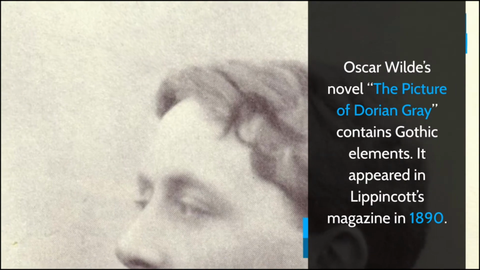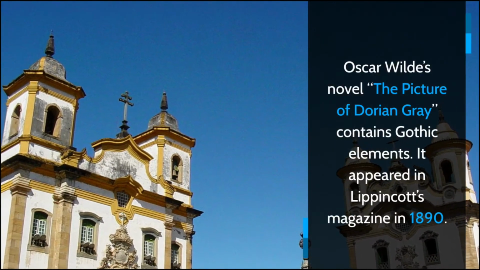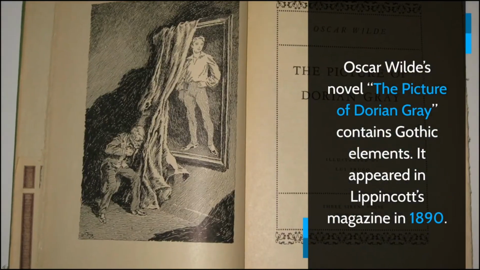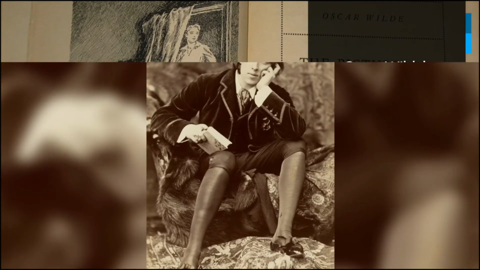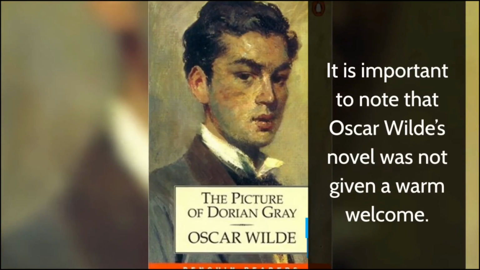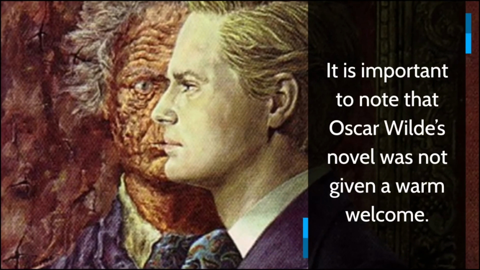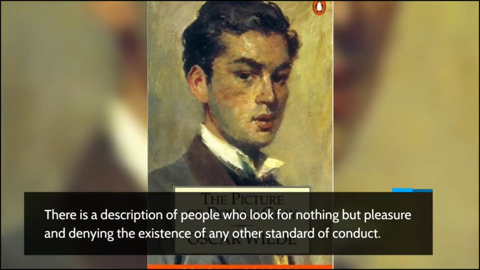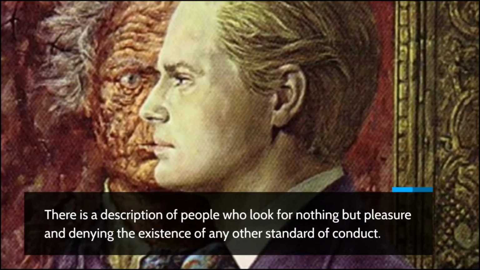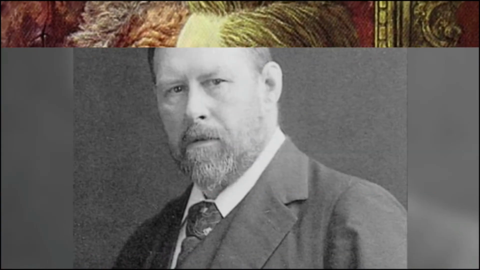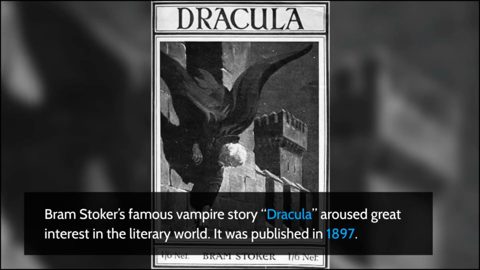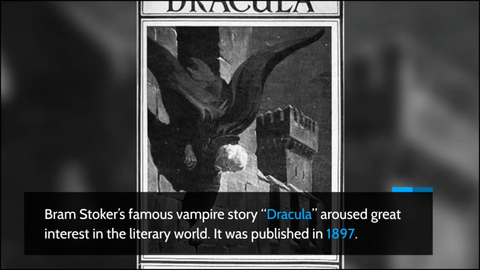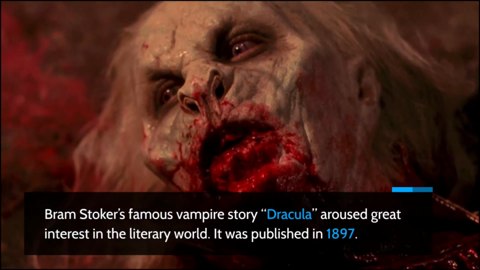Oscar Wilde's novel The Picture of Dorian Gray contains Gothic elements. It appeared in Lippincott's magazine in 1890. It is important to note that Oscar Wilde's novel was not given a warm welcome. There is a description of people who look for nothing but pleasure and denying the existence of any other standard of conduct. Bram Stoker's famous vampire story Dracula aroused great interest in the literary world.